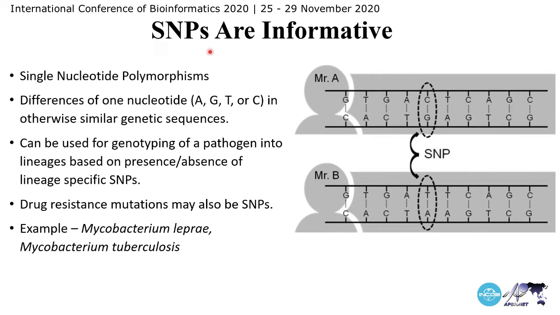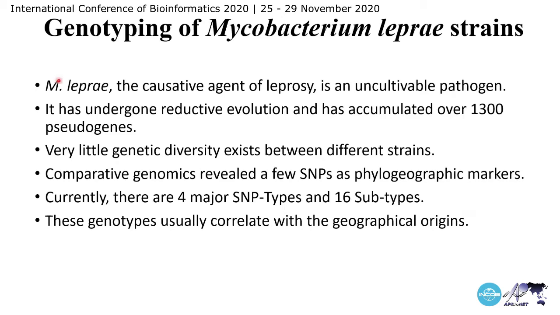So I'll begin by explaining what SNPs are. SNPs are single nucleotide polymorphisms, which are differences of one nucleotide in what are otherwise similar genetic sequences. SNPs can be very informative. They can be used for genotyping of a pathogen into lineages, which can give us insights into their phylogeny and phylogeography. Drug resistance mutations are also often a result of SNPs. Mycobacterium leprae and Mycobacterium tuberculosis are examples of pathogens where SNPs can give us such info.